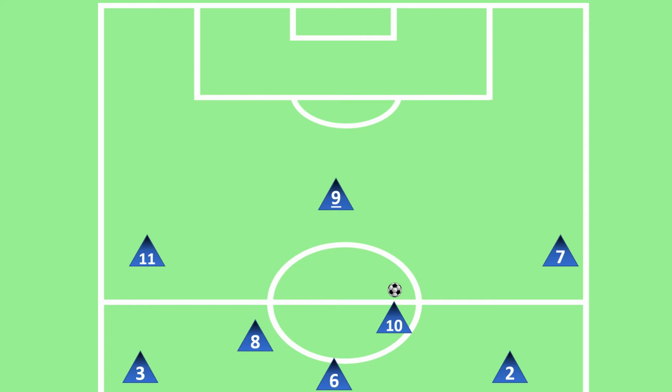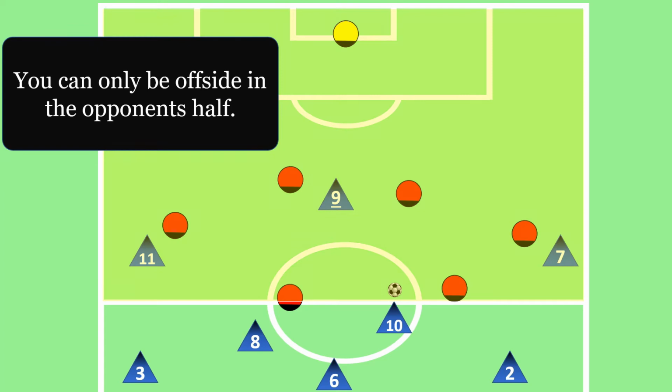Okay, here we have the blue team attacking up toward the top of the screen. The 10 has the ball. The red team is defending. Okay, the first key point is you can only be offside in the opponent's half. So you don't have to worry about it until you cross the half line.